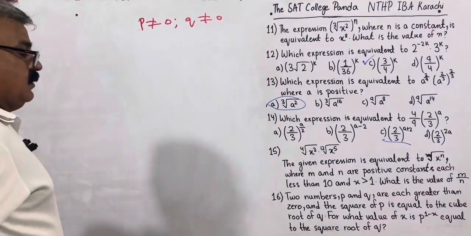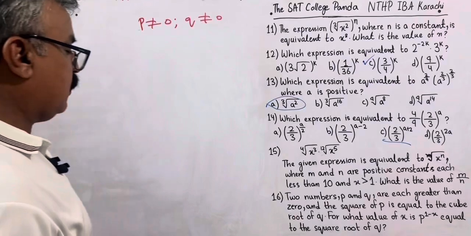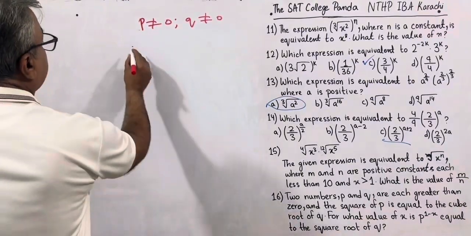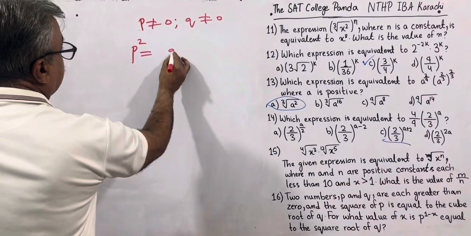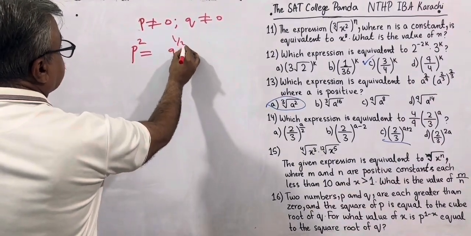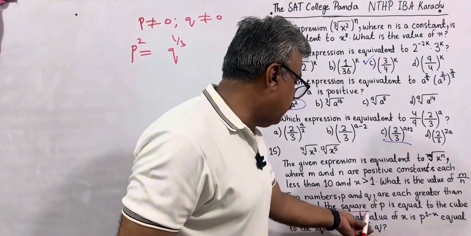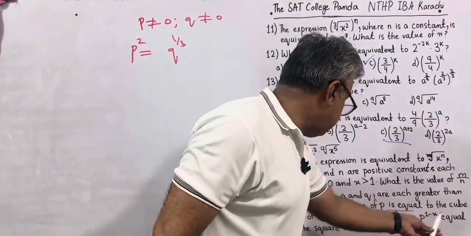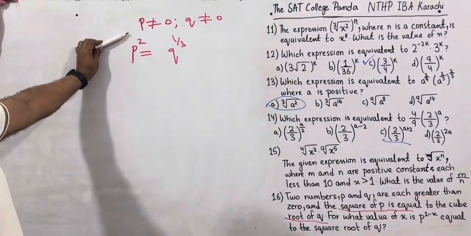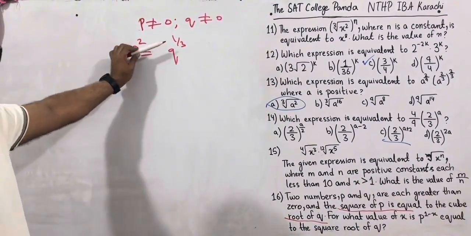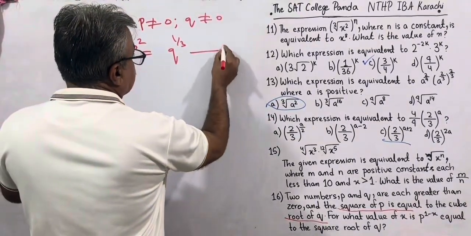P and Q are two non-zero numbers, and the square of P is equal to the cube root of Q. We have been given this situation: P squared is equal to the cube root of Q.